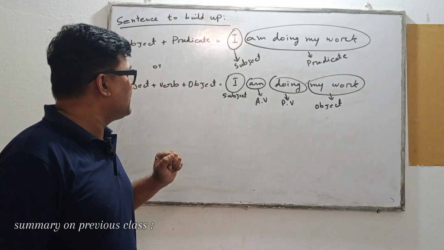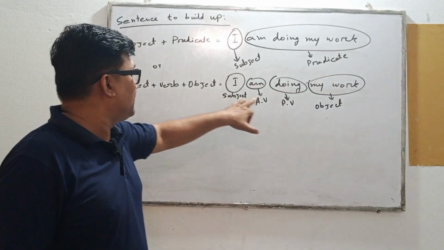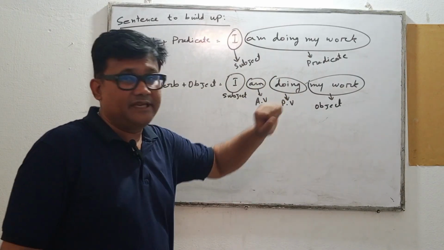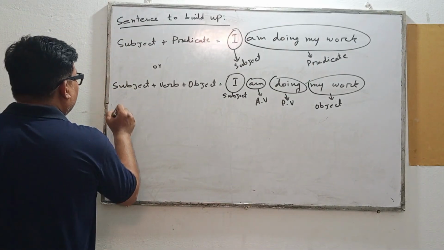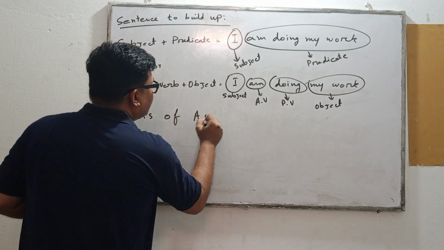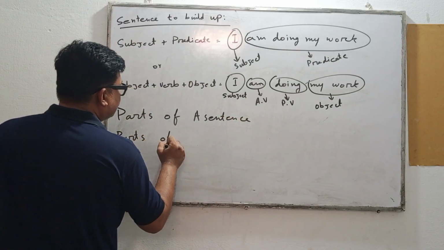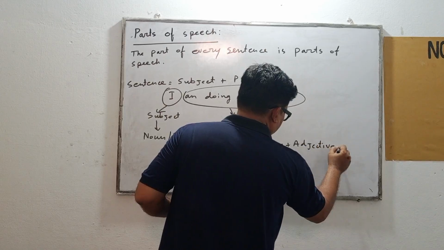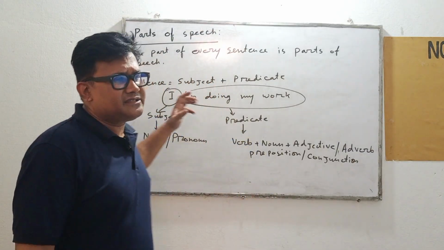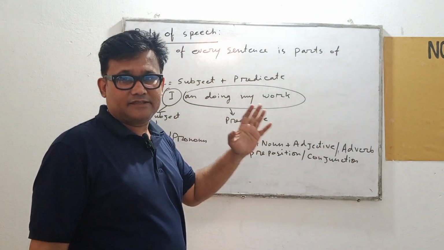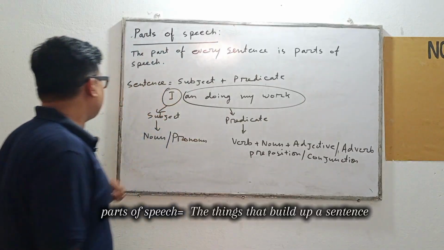So now you can see that we are making the sentence with some parts, like subject, predicate, verb, object. All these are the parts of any sentence. So now we have to learn the parts of a sentence, which we call parts of speech. Now, what are parts of speech? Parts of speech are the parts of a sentence. That means the things that build up a sentence are known as parts of speech.